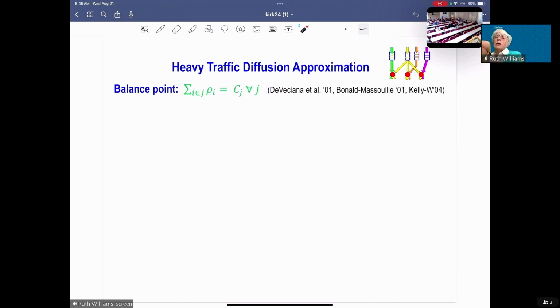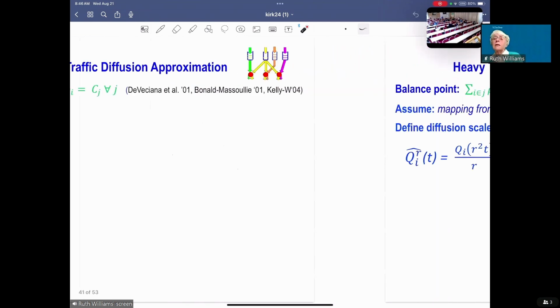If you have inequality here rather than equality for each of the links, so that the average load on each link is less than its capacity, then the network is stable. And if you have one of these being violated, then something's overloaded. So the balance point is where you have equality at each of the links: the average load on each link is equal to its capacity. And what we'd like to understand is how the system behaves at or near that balance point.